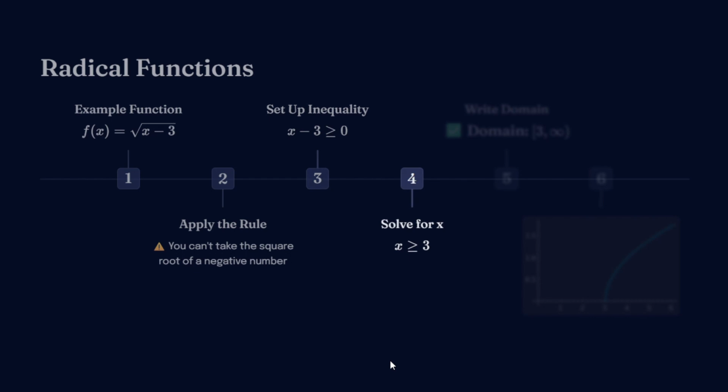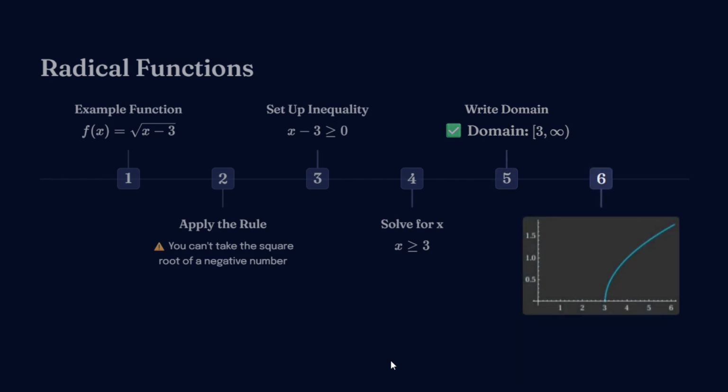So solving for x, we'll need to add 3 on both sides of the equation. Therefore, x is greater than or equal to 3. And that is our domain. Our domain is from 3 included to infinity. And if we look at the graph of the function, you can see that it starts at x equals 3 and then it goes on to infinity.